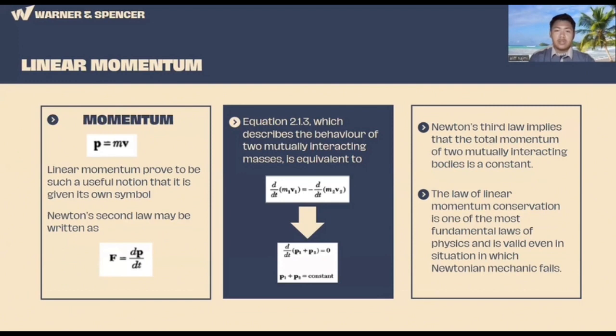We substitute by using the formula of momentum p equal to mv. So we get d over dt of (p1 plus p2) equal to 0, where p1 plus p2 is constant. So Newton's third law implies that the total momentum of two mutually interacting bodies is a constant. The law of linear momentum conservation is one of the most fundamental laws of physics and is valid even in situations in which Newtonian mechanics fails.